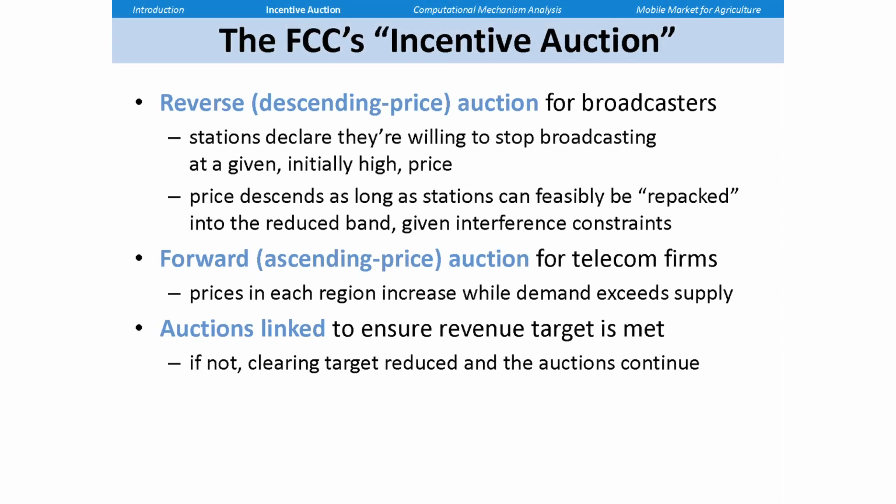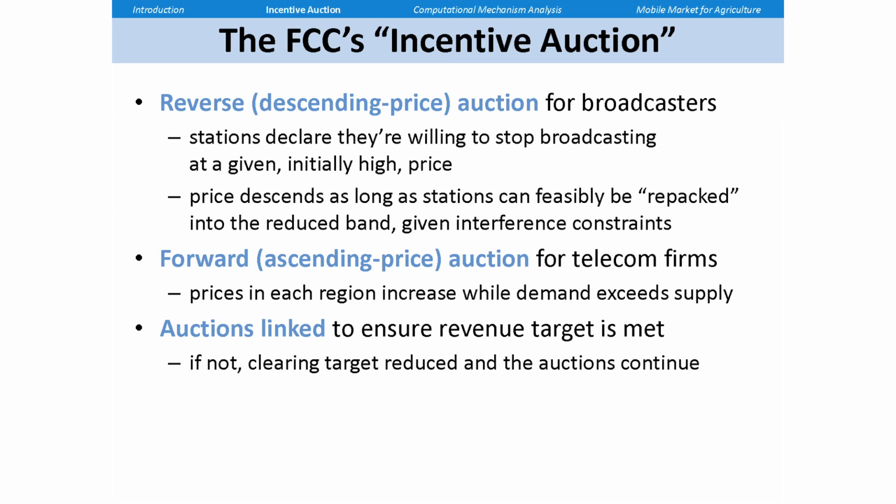The forward auction is then taking this stuff and selling it off to the cell phone companies. So here we're going to have different licenses in every region, and the prices for these licenses are going to increase until supply and demand meet. So you're going to have just a much more straightforward kind of ascending auction. This is not absolutely trivial, but this is kind of the sort of thing that the FCC has been doing for a long time. All right, so we have this reverse auction, we have a forward auction, and then we have some kind of link between them.